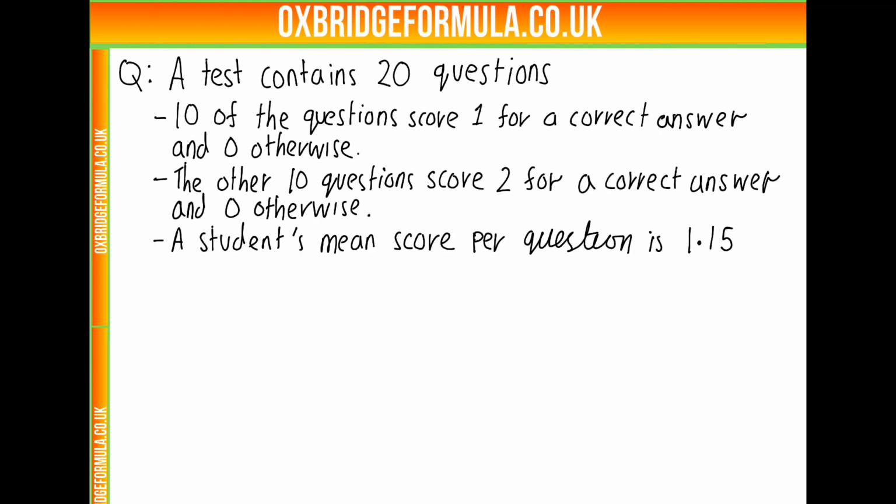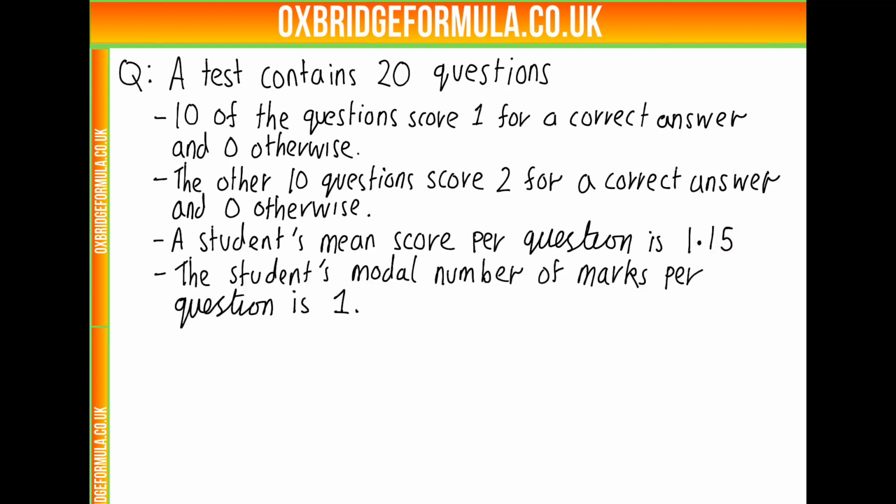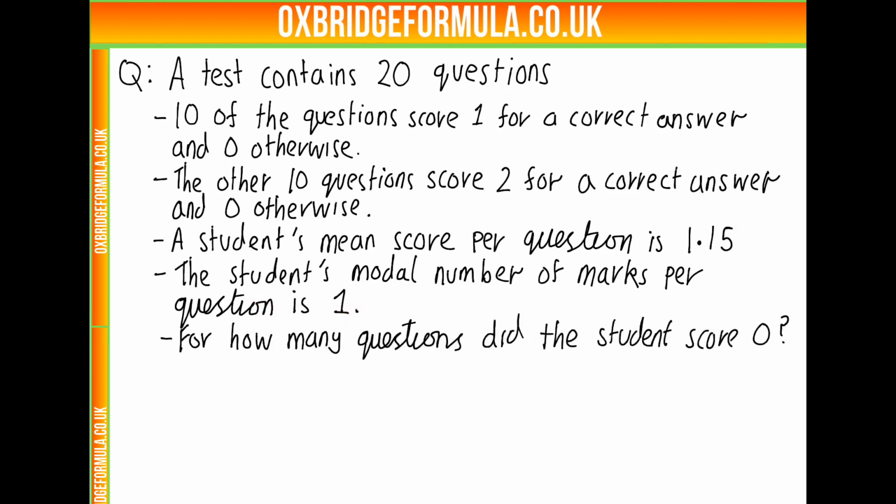We're then told a student's mean score per question: one specific student's mean is 1.15, and the same student's modal number of marks per question is 1. Given this information, we're asked for how many questions did the student score 0, and we're given 5 possible options: 3, 4, 5, 6 and 7.